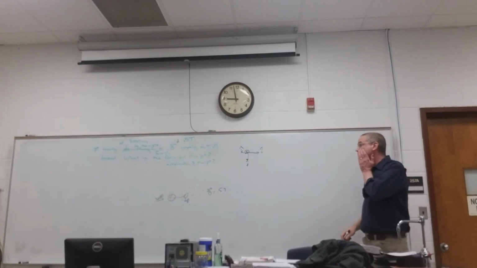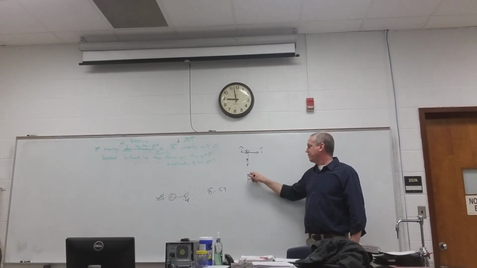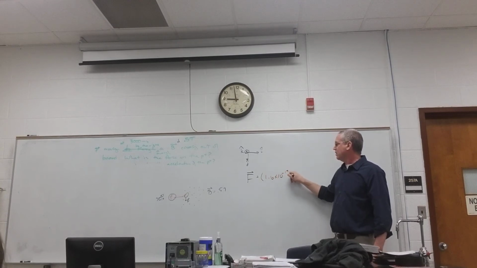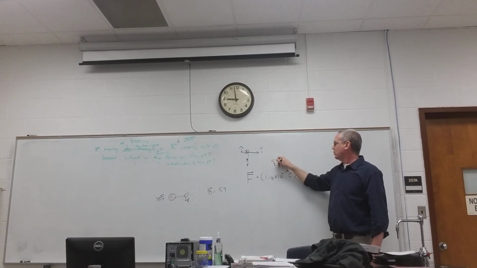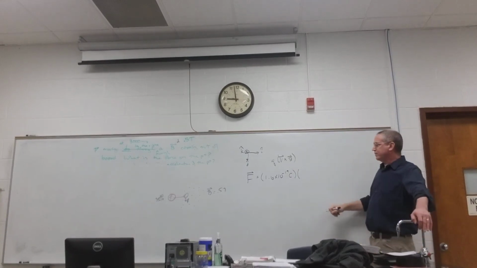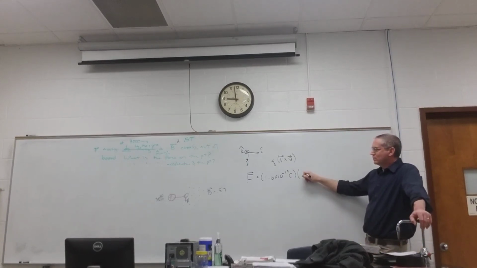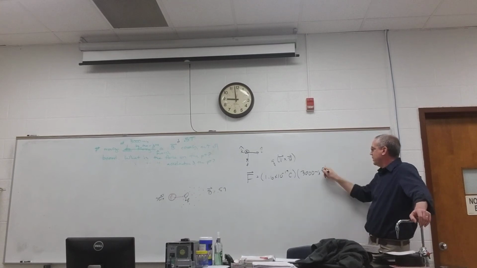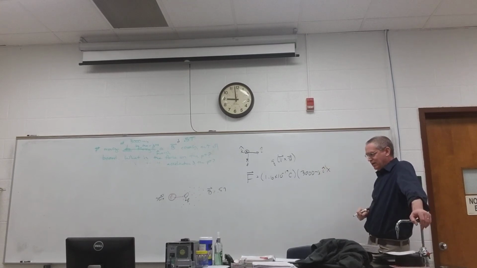All right. So plug it into the formula. F is equal to the charge, 1.6 times 10 to the negative 19th coulombs, times the velocity. This is q v cross B. What's the velocity? 3,000 meters per second i hat. Yes, velocity, not speed. Cross, what's B? 0.5 T.